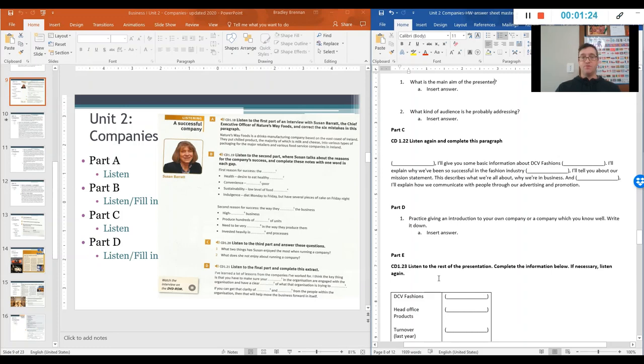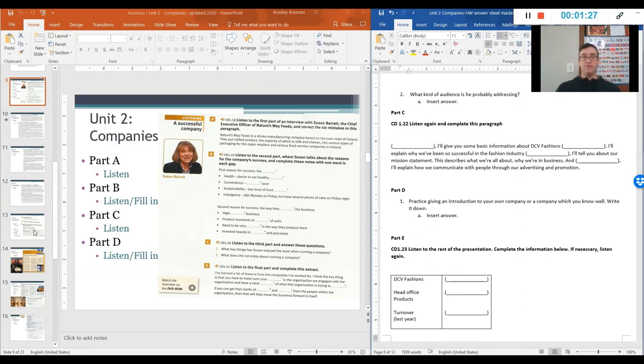Okay, good. So here is part D. You're going to practice giving an introduction to your own company or a company that you know well. But you're going to write it down. It's going to be probably at least one or two paragraphs. So you should spend some time on this.